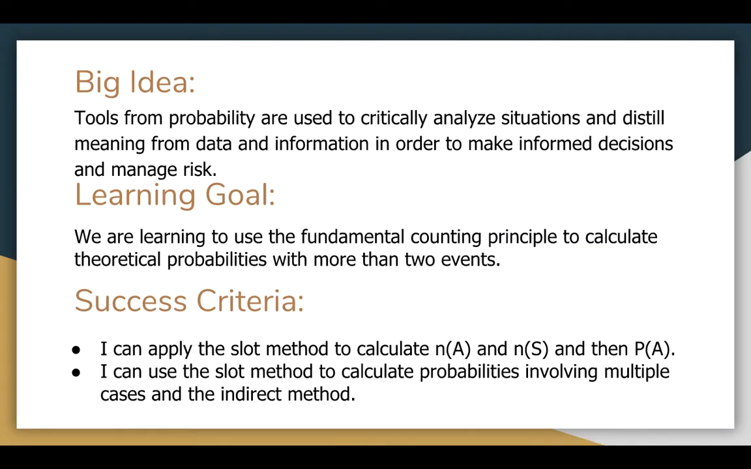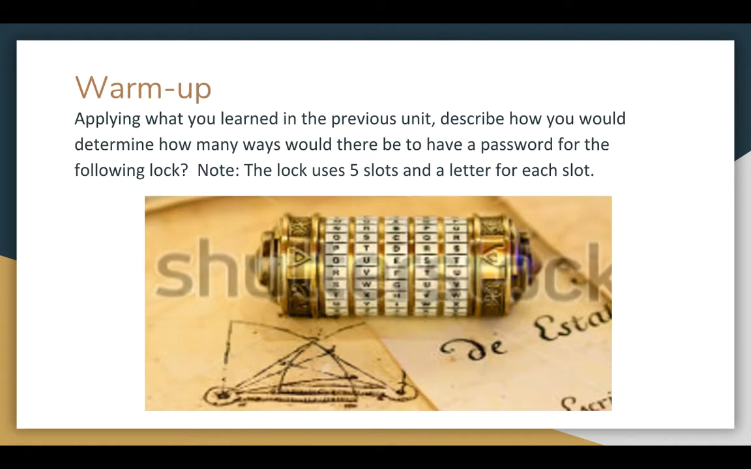So the big idea for the whole first half of the course is really tools from probability really help you to make informed decisions and manage risk. The learning goal today is using the fundamental counting principle to calculate theoretical probabilities with more than two events. So in the last unit, we actually stopped at two events. So today we're going to be applying the slot method and using the slot method to calculate probabilities. We're going to use multiple cases and the indirect method as well.